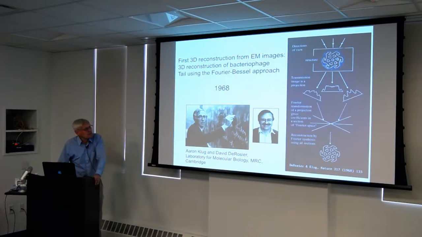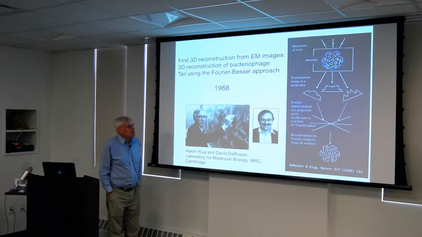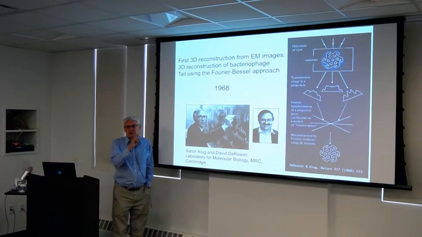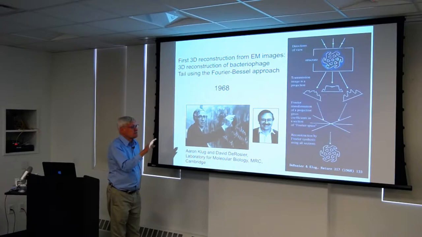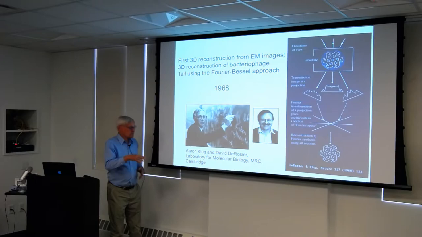But it's interesting that this first application was with a bacteriophage tail, which is an object with very high symmetry. There's helical symmetry, which means that a single snapshot is already enough to provide all the information. Here, in another application, the existence of symmetries of high order provides computation shortcuts. One can get the reconstruction much more easily than in the more general case.